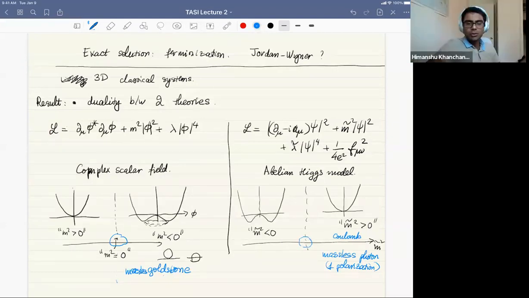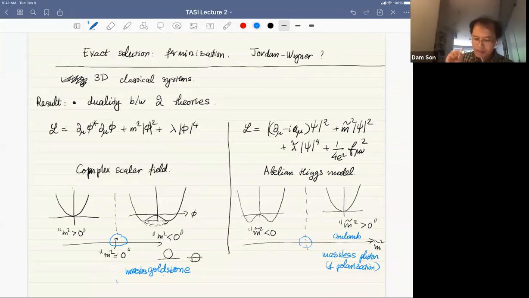So when you say it's dual, are you tuning the lambda and lambda tilde and E? Because there are two couplings on the right hand side and one coupling on the, you're tuning. There is one coupling on this side, it's lambda.